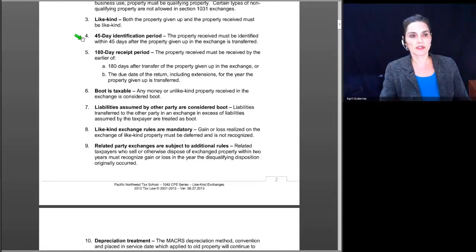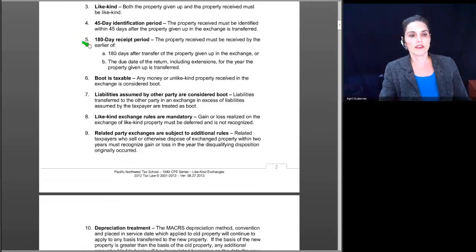Rule 4, 45-day identification period. The property received must be identified within 45 days after the property given up in the exchange is transferred. Rule number 5, 180-day receipt period. The property received must be received by the earlier of 180 days after transfer of the property given up in the exchange, or the due date of the return, including extensions, for the year the property given up is transferred.